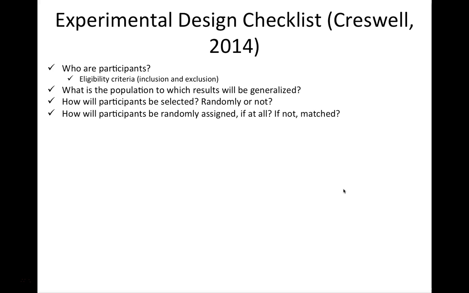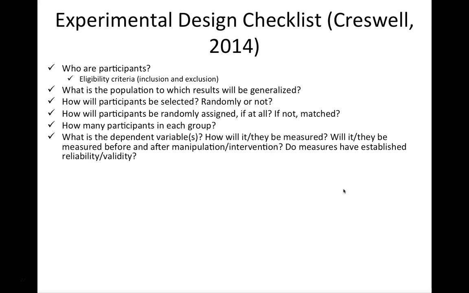If not, will we match people either before or after our intervention? How many people will be in each group? That's related to statistical power. How many do we need in each group to be able to actually test the effects and find statistical significance? We'll talk a bit more about that later on in the semester.